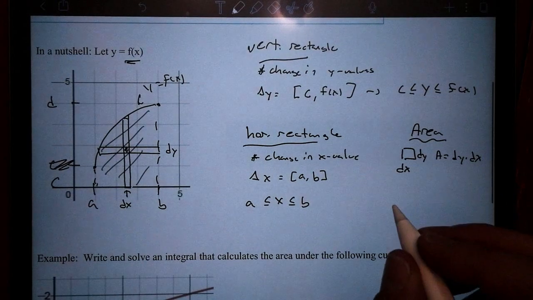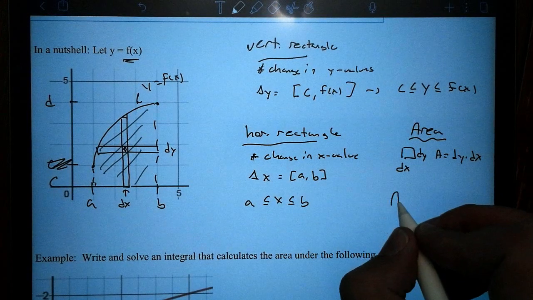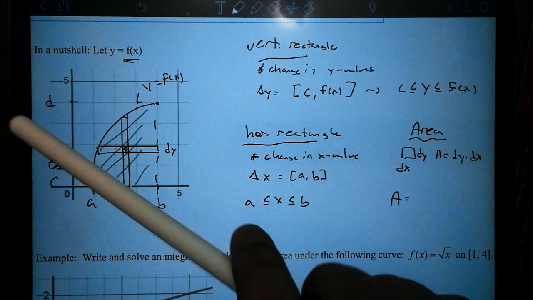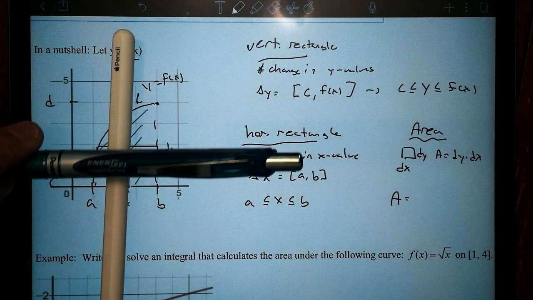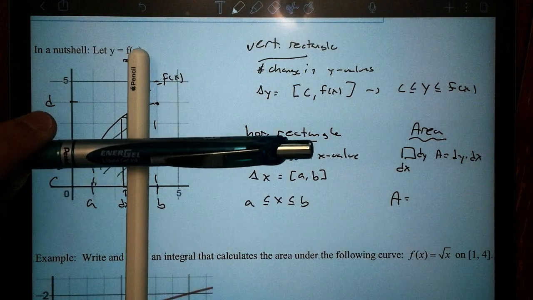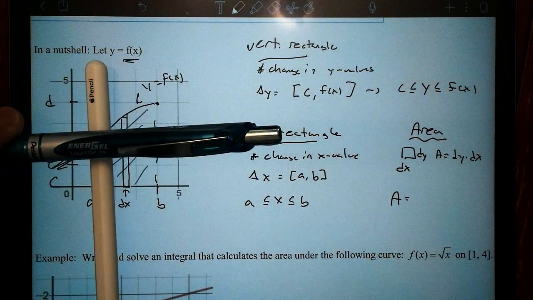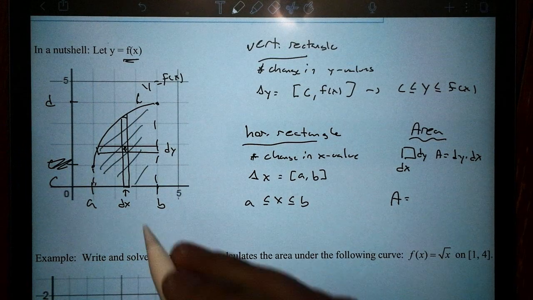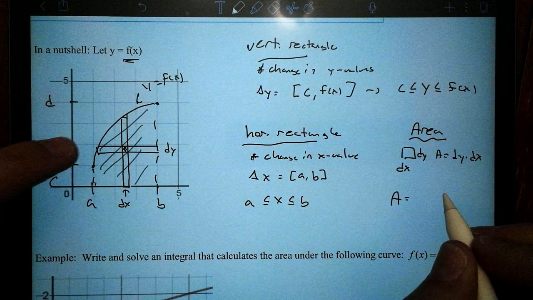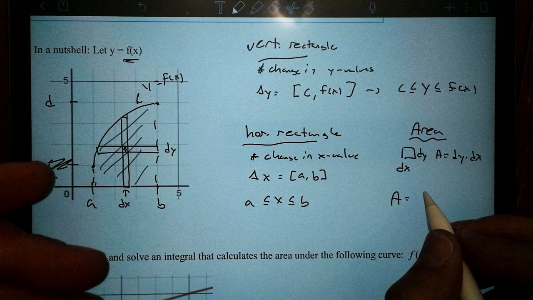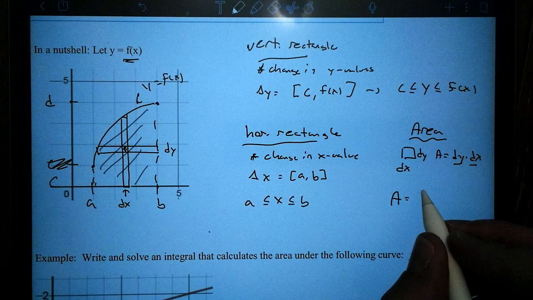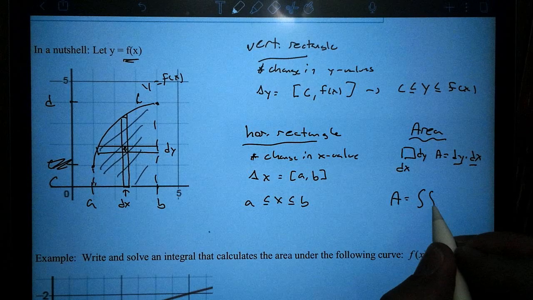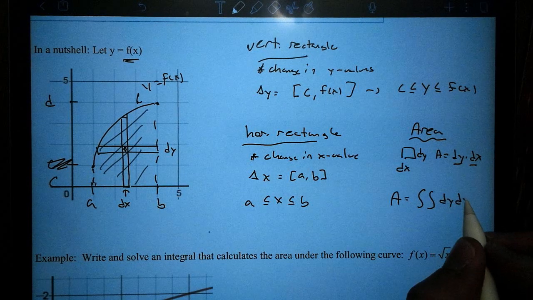So that's the area of one tiny little rectangle. But remember, we're going to have lots of them, right? If I look at this little cross right here, all throughout this, I'm going to have all these tiny little intersections, infinitely many of them. So we're going to add them all up, and what adds them all up is, of course, our integral. But because I have two variables, I have to write a double integral, dy dx.